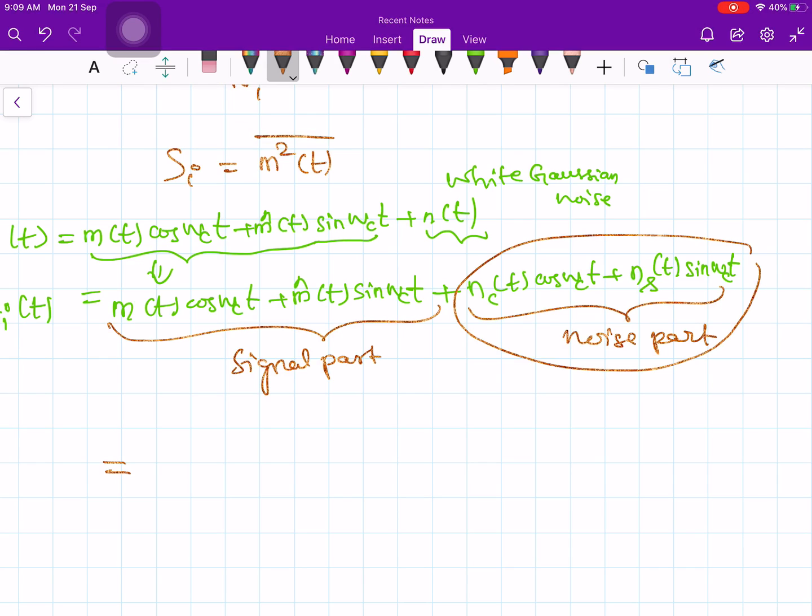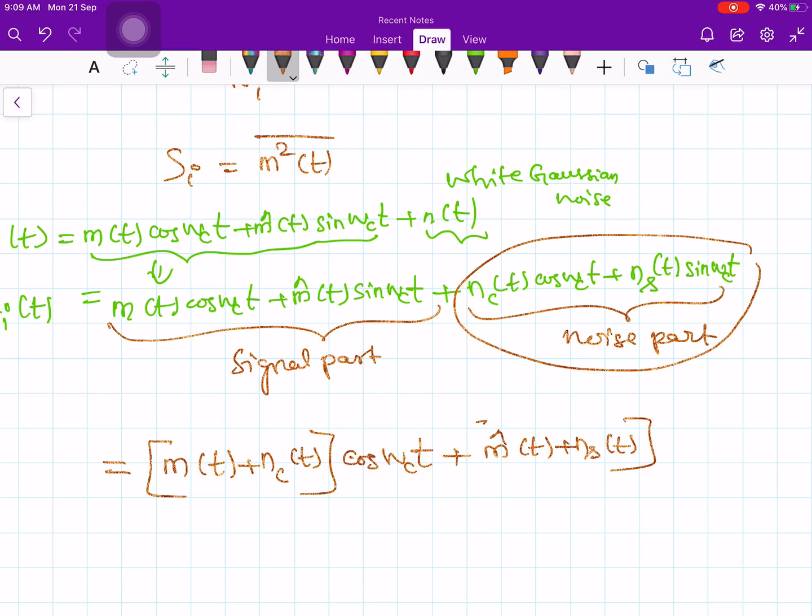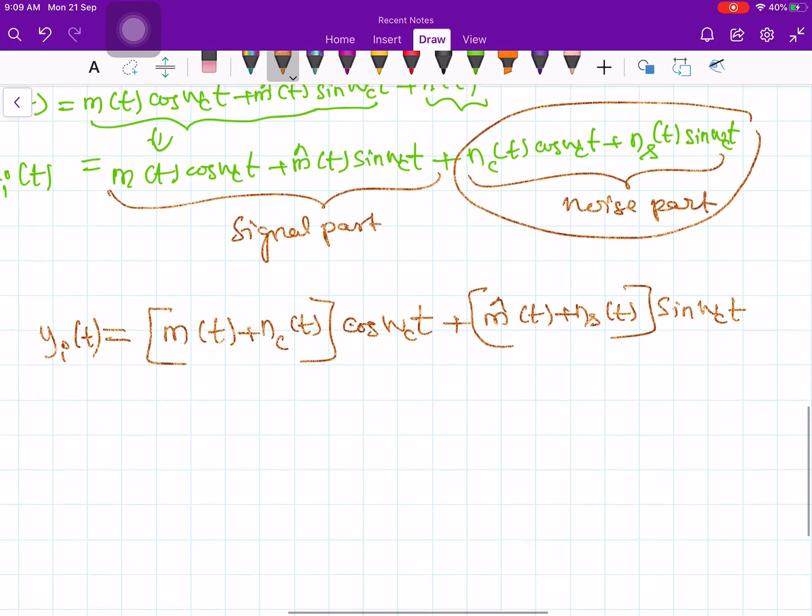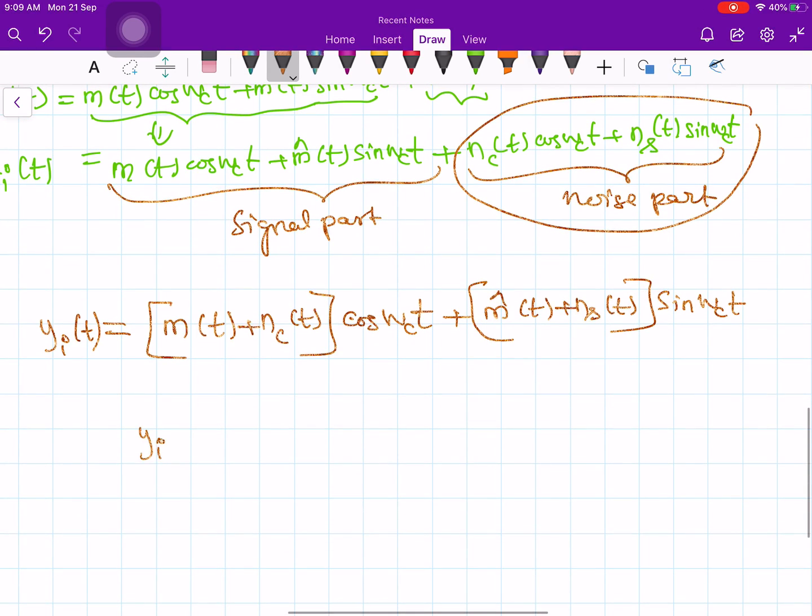So m of t plus n suffix c of t multiplied by cos omega ct plus m cap of t and then ns of t multiplied by sin omega ct. This is my input to the demodulator. So this yi of t is given to the demodulator.